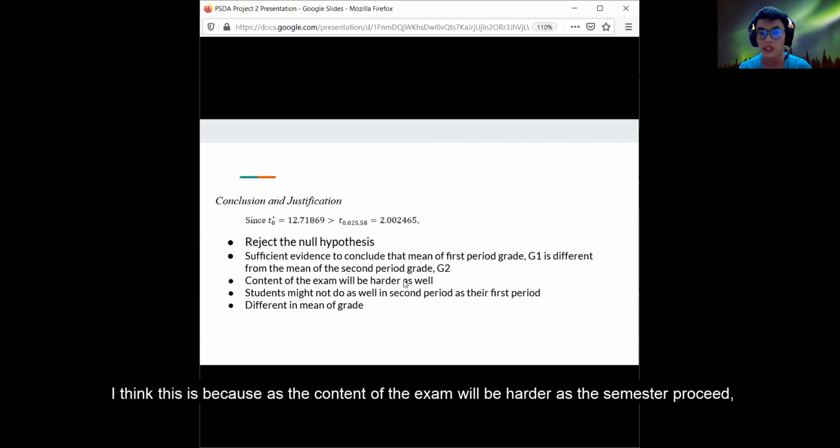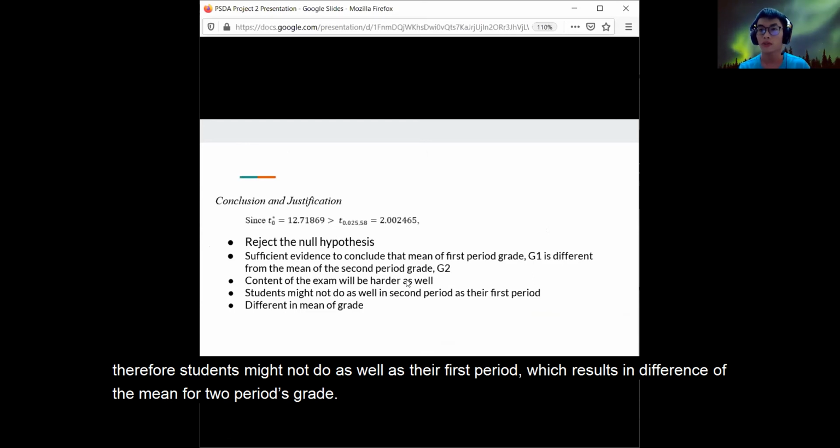I think this is because as the content of the exam will be harder as the semester proceeds, therefore, students might not do as well as their first period, which result in the difference of the mean for the 2 periods grade.